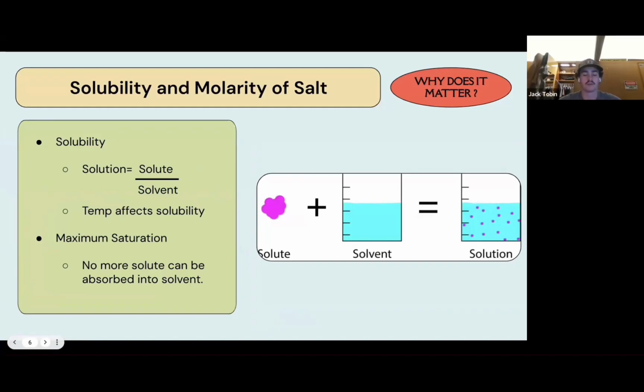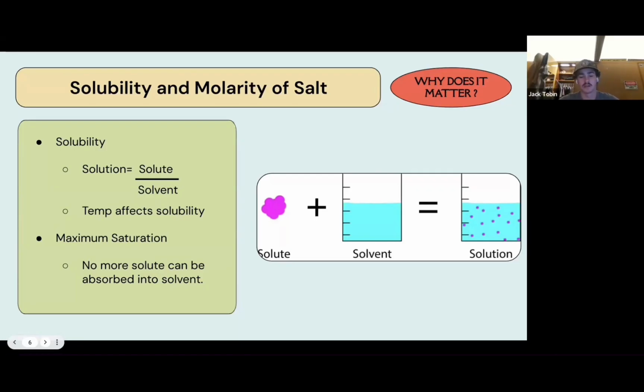Another important factor of solubility is saturation. When a solution has reached saturation, it can no longer absorb any more solute into the solvent. An example of this would be if you were to put 2 tablespoons of salt into a glass of water, and the water only has the ability to absorb 1 tablespoon. The other tablespoon is left to sit at the bottom of the glass of water and does not get absorbed.